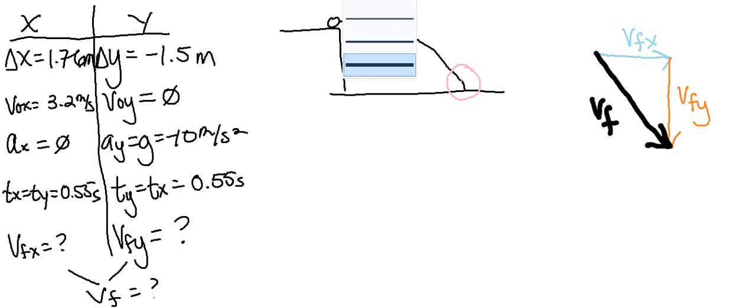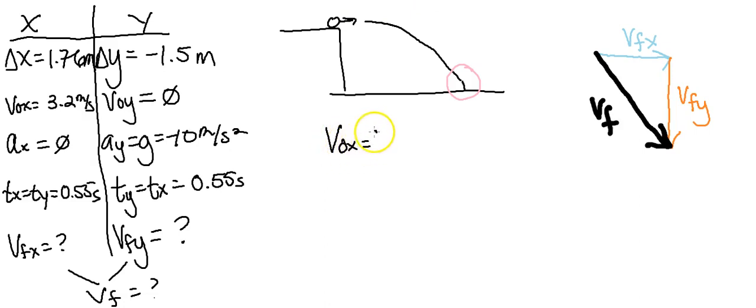So what we have to do is figure out what each piece is. Right, now, due to the fact that there is no x acceleration, v initial x will equal v final x. So that means we know that that's going to be 3.2 meters per second. So that part's taken care of.